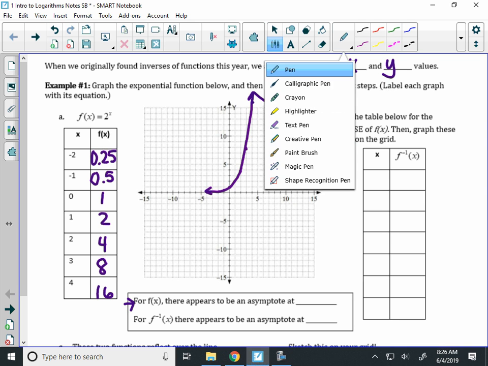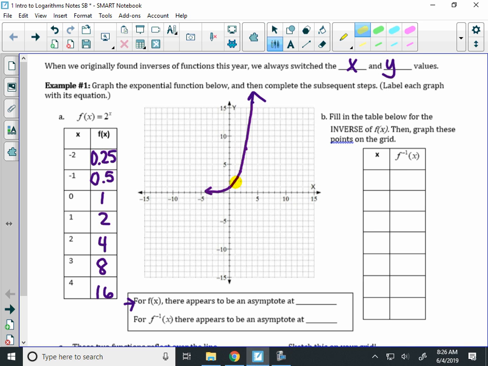Now, if we're looking at our graph here, you should see that down here towards the x-axis, this graph looks like it's getting really close. It's hard to tell from the smartboard, but you're 1/2, 1/4, the next point will be at 1/8, 1/16, 1/32. You get really close to that axis there, but you never actually touch it. That means there's something called an asymptote there. So there's an asymptote at the x-axis. The equation for that is y equals 0. I want you to write both of those.